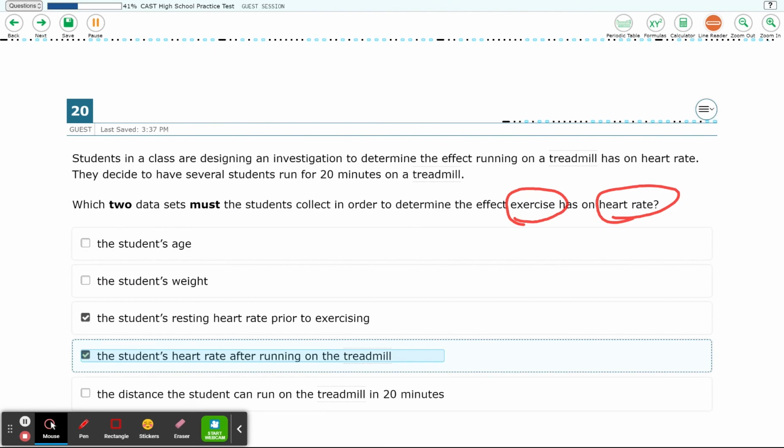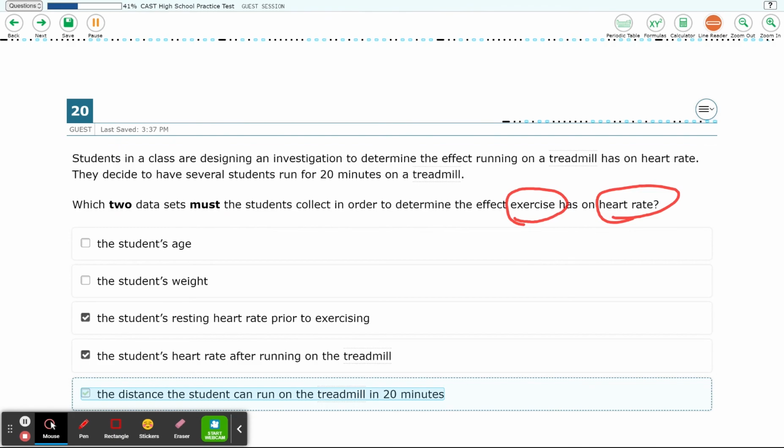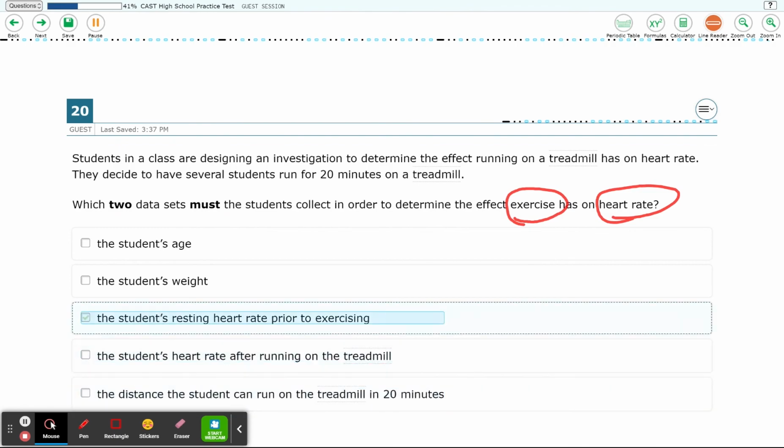The student's heart rate after running on the treadmill. Okay, so now we've got a second type of exercise. In other words, we are exercising as opposed to not exercising. And again, we have the heart rate. So those two are critical. And the distance the student can run on a treadmill in 20 minutes. Nope, there's nothing that we need to know about distance. So just those two, the third choice and the fourth choice. Maybe C and D, perhaps, if that's how that's been set up for you.